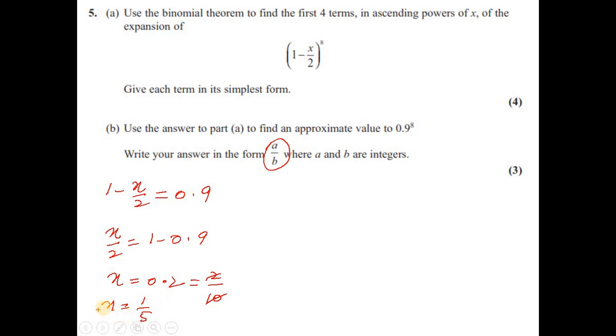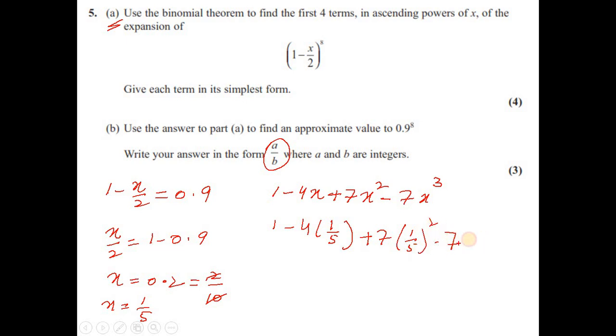The only thing you need to do is substitute this value of x equal to 1 upon 5 in the expansion that you found in your part A. In part A, you found the expansion as 1 minus 4x plus 7x square minus 7x cube. Just need to substitute the value of 1 upon 5. So 1 minus 4 times 1 upon 5, plus 7 times 1 upon 5 square, minus 7 times 1 upon 5 cube.